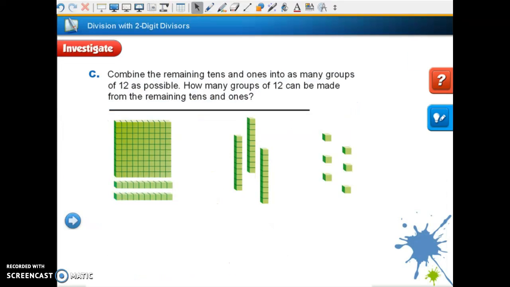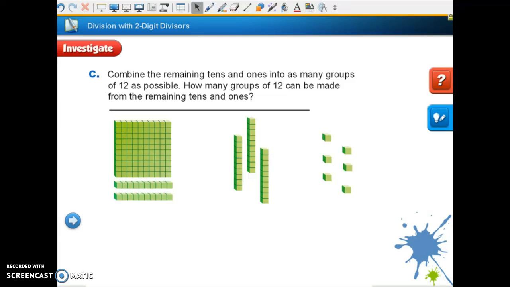Then we're going to go to C. Now notice that they have turned these this way. Please turn your tens this way so that they're horizontal instead of vertical. Just the 3 that you have extra.